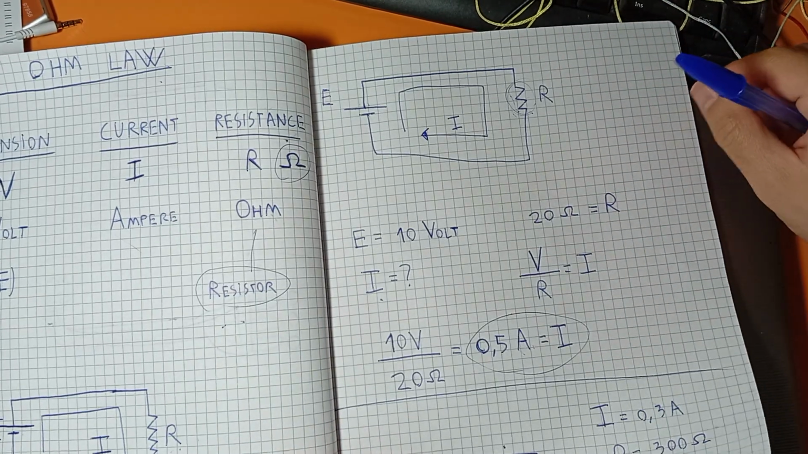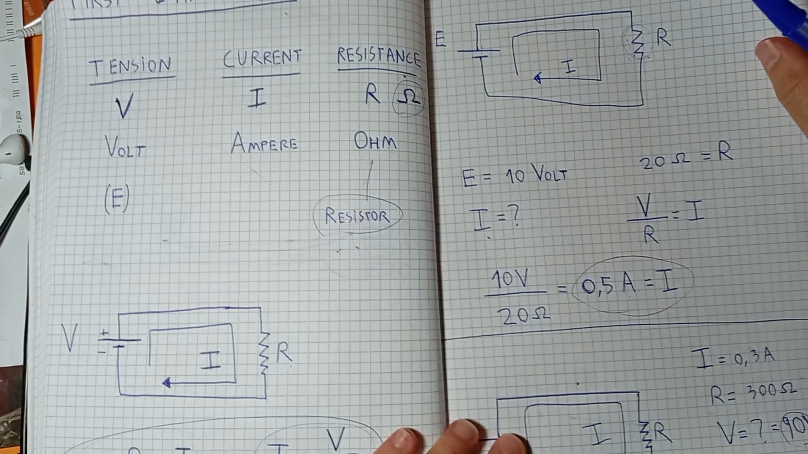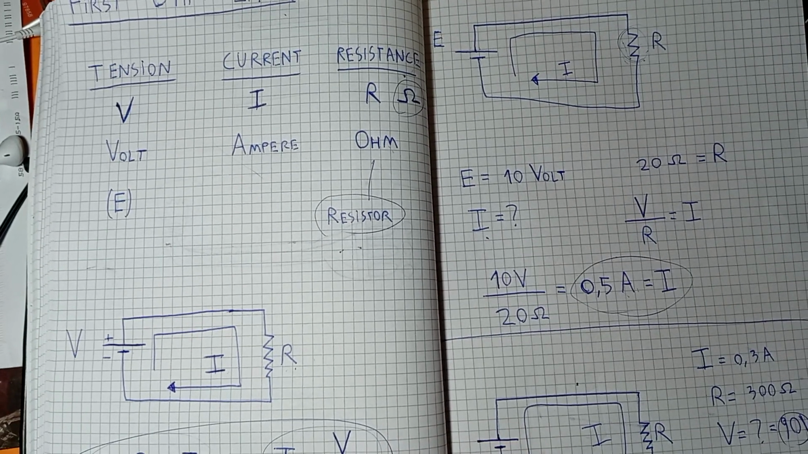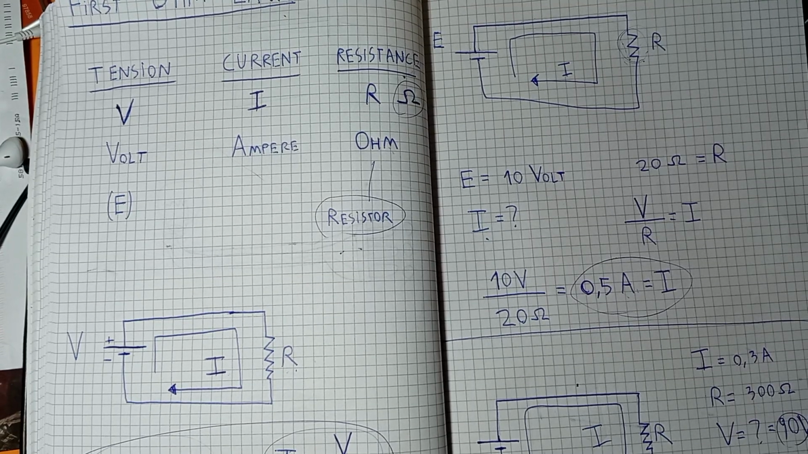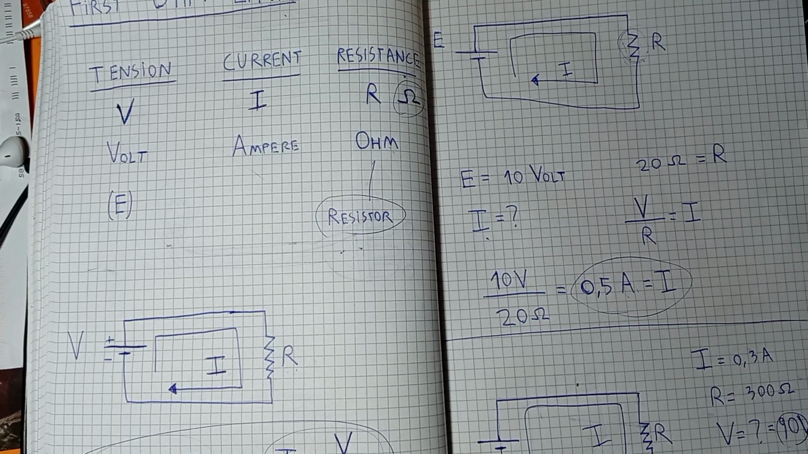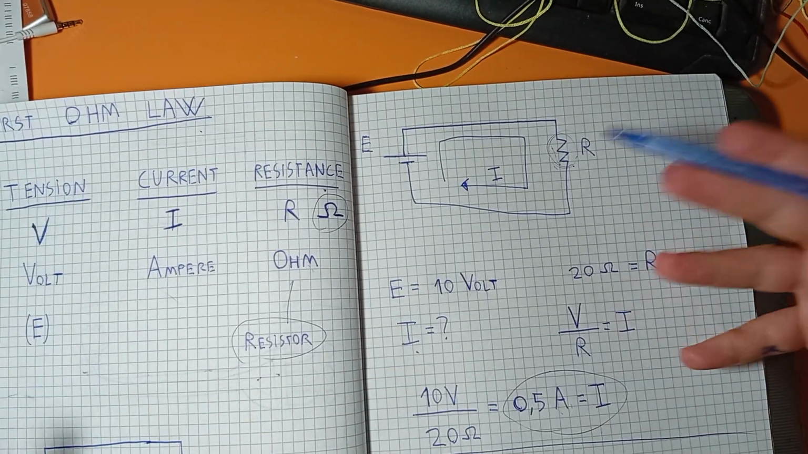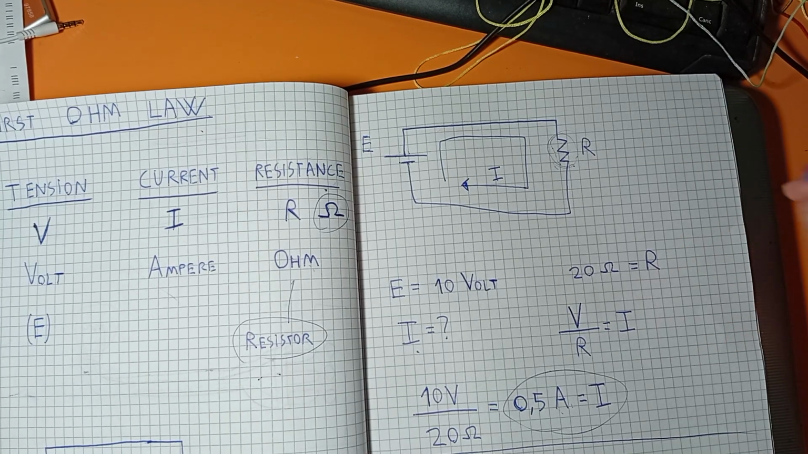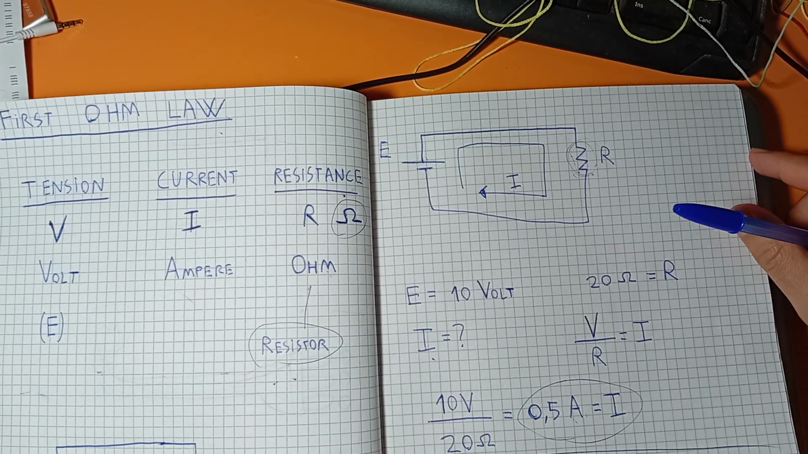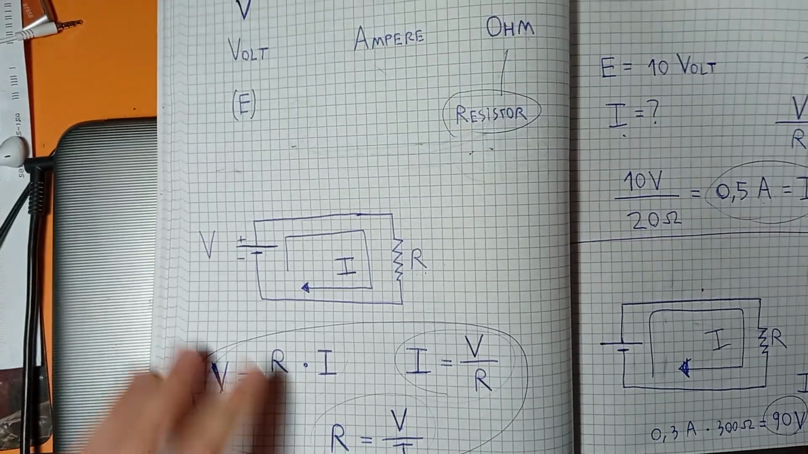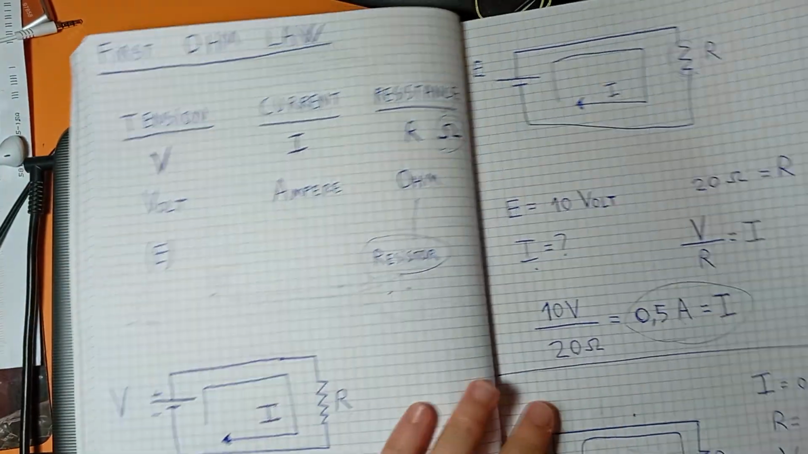So this is the basic of the first Ohm law. I think I could make some other examples, but for this video it's enough. We'll make other examples in other videos and we'll make more complicated circuits, because this one was the very basic, the most simple circuit we could have. We'll try to use this first Ohm law to find some missing data in our circuits.